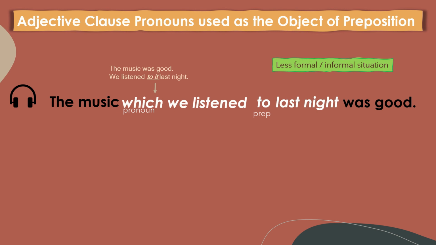Since music is a thing, you can replace which with that. Or you just omit it. The music we listened to last night was good. It's fine, because it is the object of a preposition. Object of a preposition is still an object. Okay? It's still an object. So it's okay if we omit it.